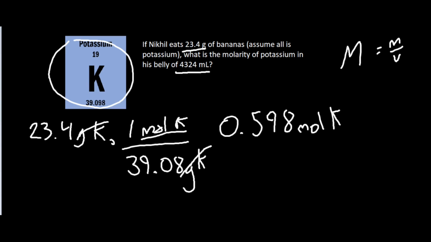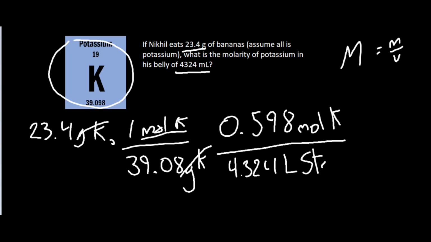And now we want to put this in molarity, which we know is capital M equals lowercase m over V. Small problem, our V is in the wrong units. It's in milliliters. But we already know that 1 liter is 1,000 milliliters. So all we're going to do is say 4,324 divided by 1,000 is the amount of liters you have, which is just 4.324. So now we're going to divide by our solvent, 4.324 liters stomach acid. And we're going to get our final molarity, which is 0.136.